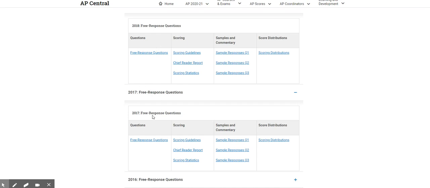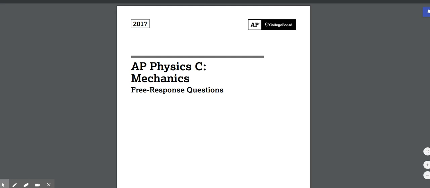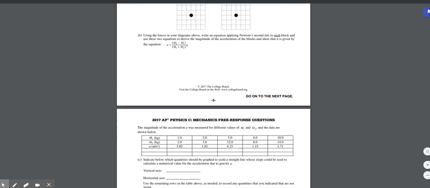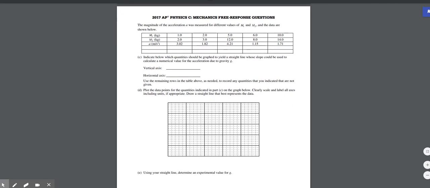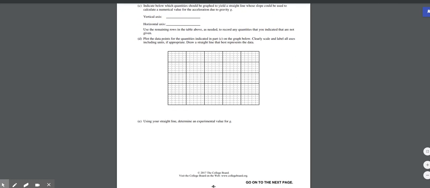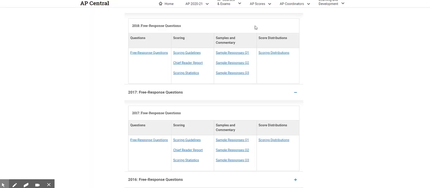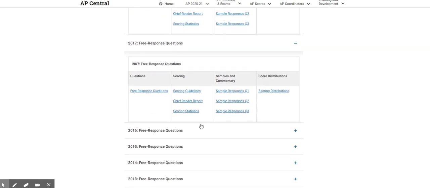Let's go down to the very next year. Very common type of question. I can see it right there. There's the data table that needs filled in, and there's the graph. Use your straight line to determine the experimental value for G, and G is one that comes up quite a bit on these. And let's go down to 2016. Bet we can find one there.